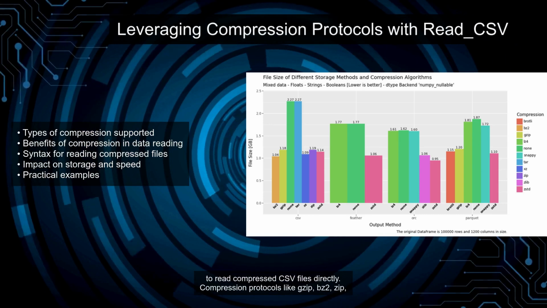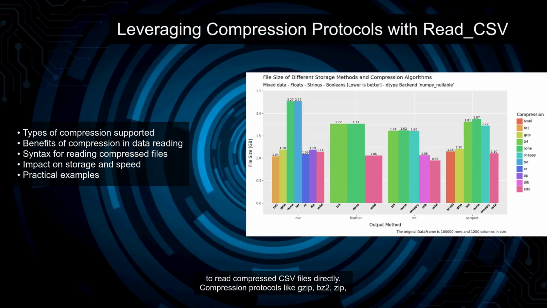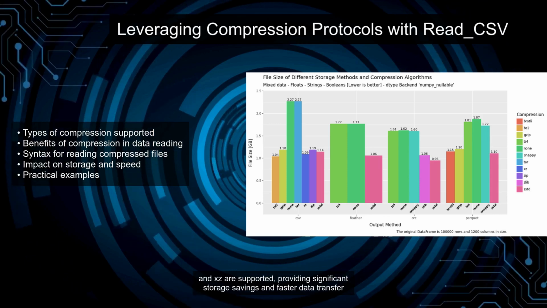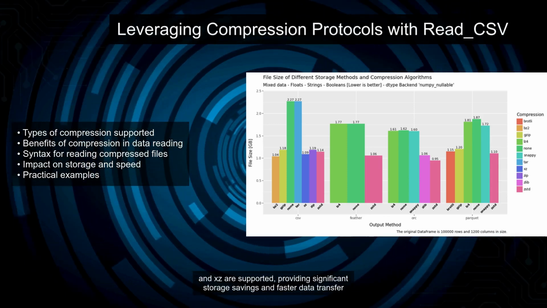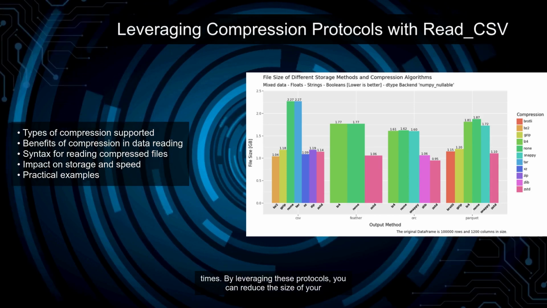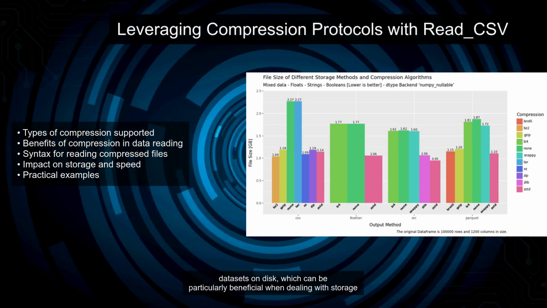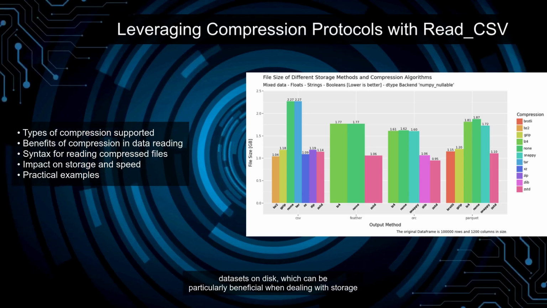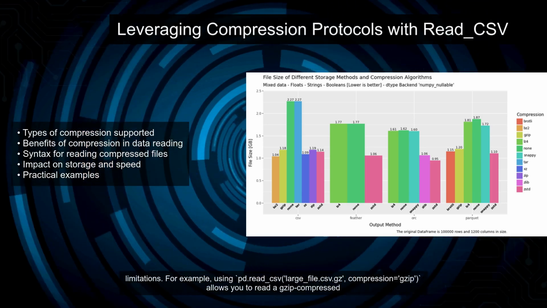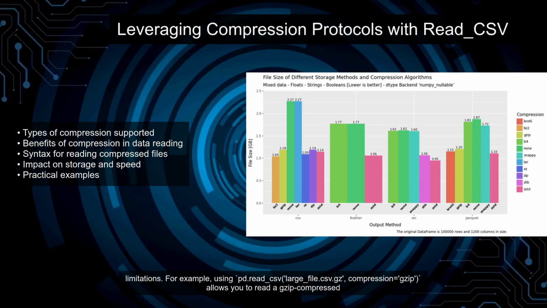One of the lesser-known yet powerful features of Pandas is its ability to read compressed CSV files directly. Compression protocols like zip, gzip, bz2, and xz are supported, providing significant storage savings and faster data transfer times. By leveraging these protocols, you can reduce the size of your datasets on disk, which can be particularly beneficial when dealing with storage limitations.